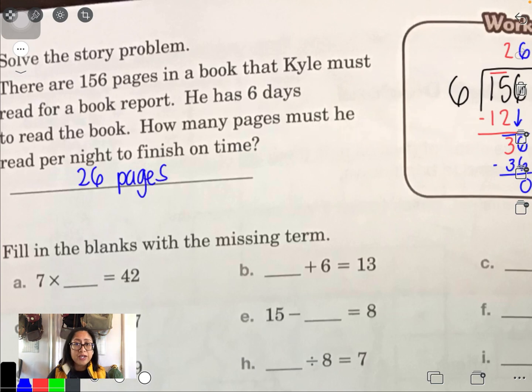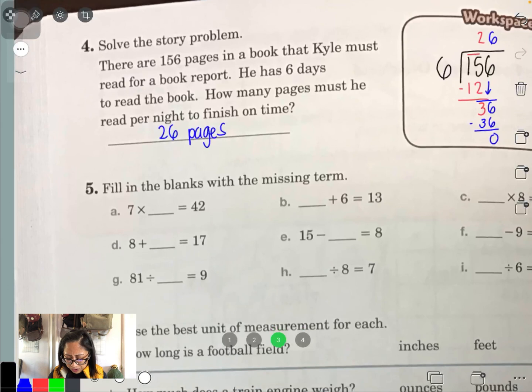Now he can do it. It's possible. It is a lot of pages, but if it's a good book, he'll be able to read. And if he doesn't have outside distractions, he'll be able to read. And if he shuts down all his electronics, he'll be able to read and finish 26 pages each night. It's gonna take a lot of discipline.